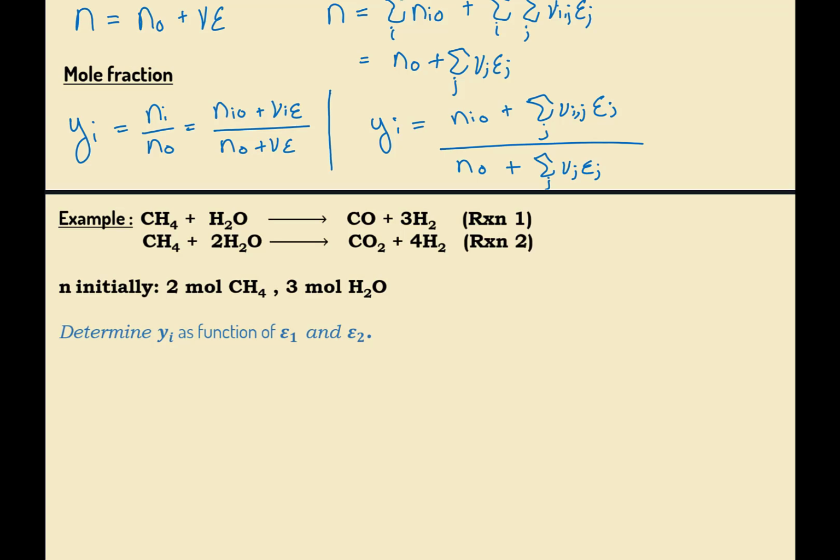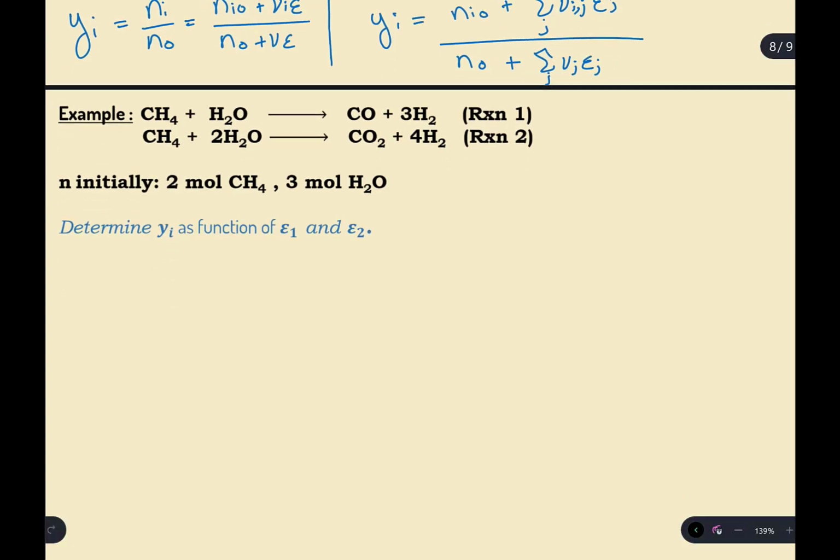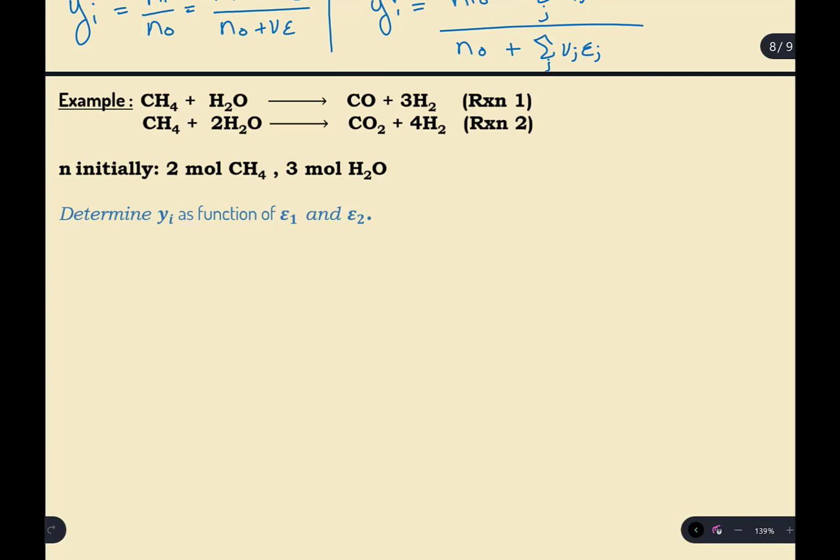So we have methane and water again, making carbon monoxide and hydrogen, and then again methane, but 2 moles of water, making CO2 and 4H2. N initially is 2 moles of methane and 3 moles of water. Determine Yi as a function of epsilon 1 and epsilon 2. Why? Because now we have 2 reactions. So what would be the first step in this case?